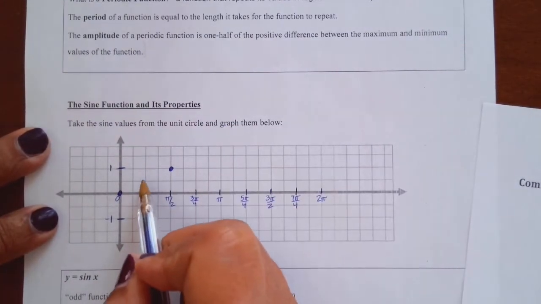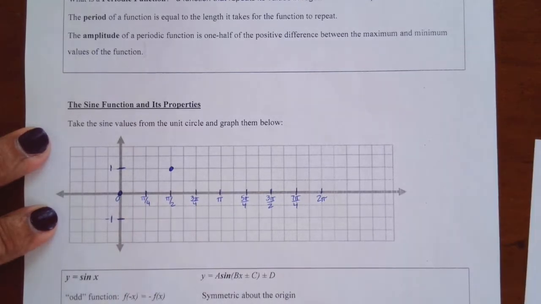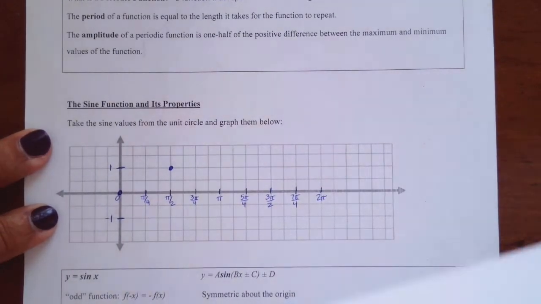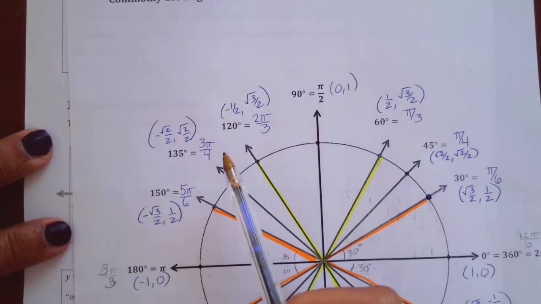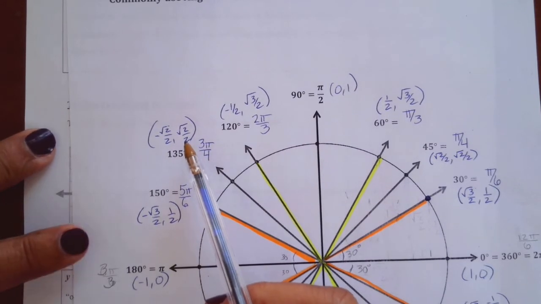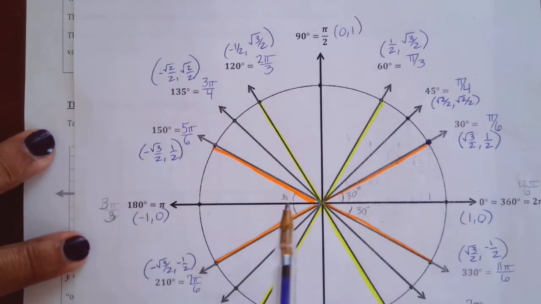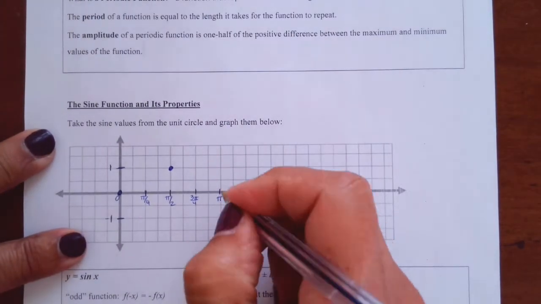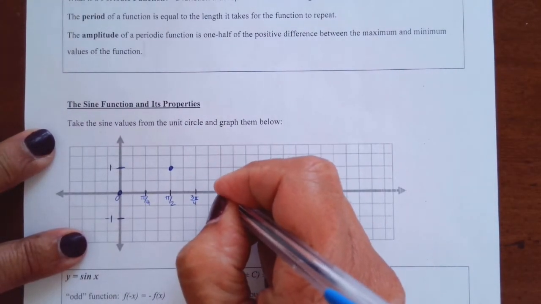Square root of 2 over 2 is in here somewhere, but I don't have that exact value, so I'm not going to plot it right now. Same thing with 3 pi over 4. I know the sine value of that is the square root of 2 over 2, but I'm not going to plot that. I'm going to come down here to pi over 2, to pi, and look at the sine value right here, which is 0. So at pi, the sine value is 0.